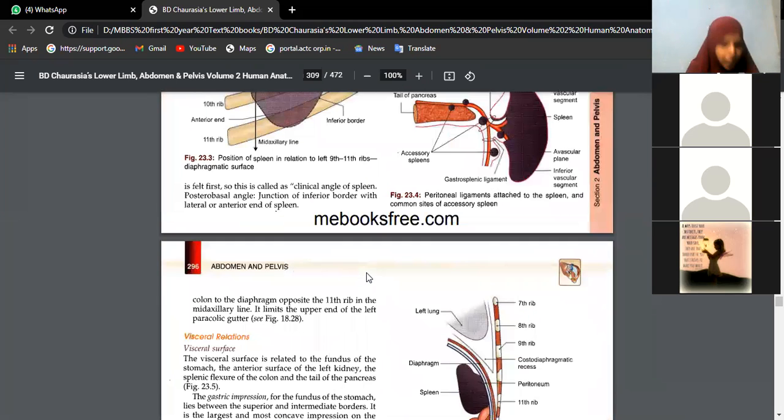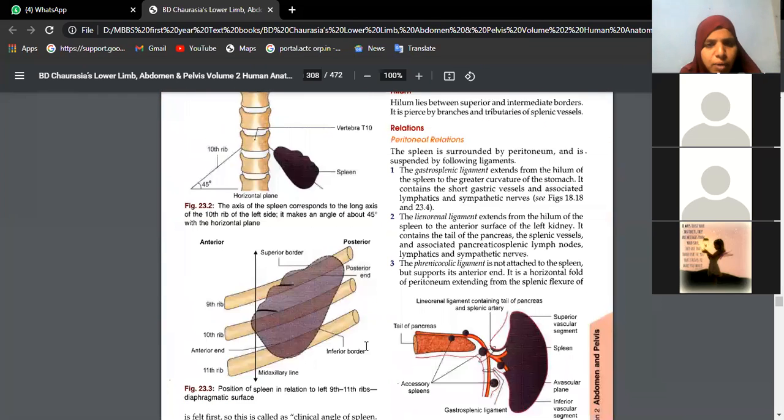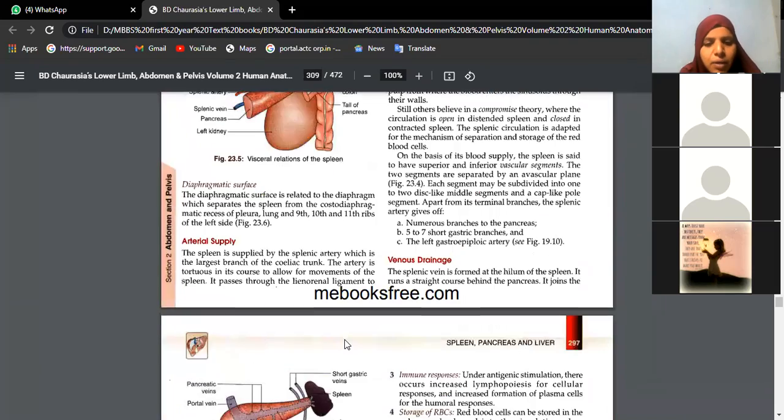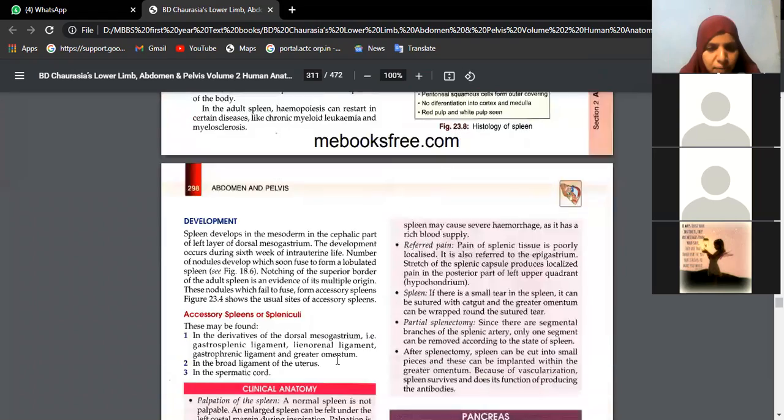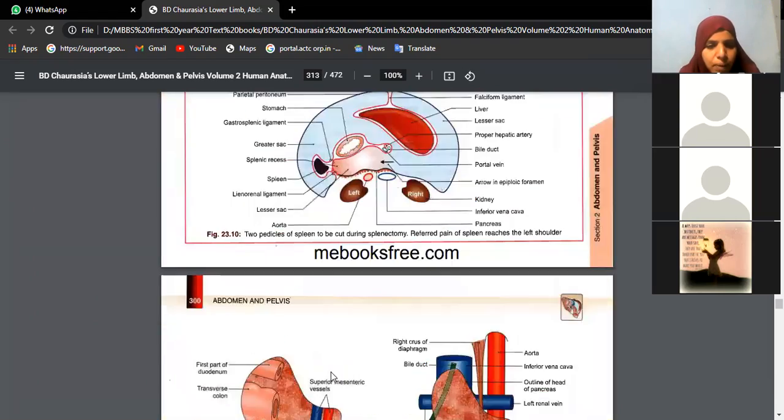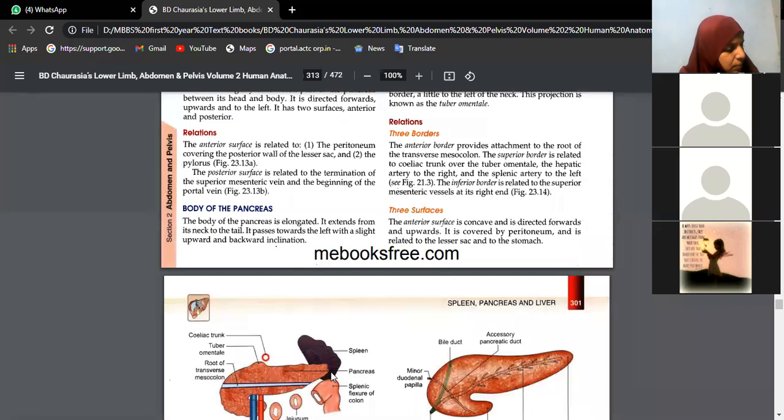So, like I told you, ligaments of spleen is one more question. Do you remember now? I told you the names: gastrosplenic, renal, and phrenicocolic. These are the three ligaments which you have to check in this answer. And development of pancreas.